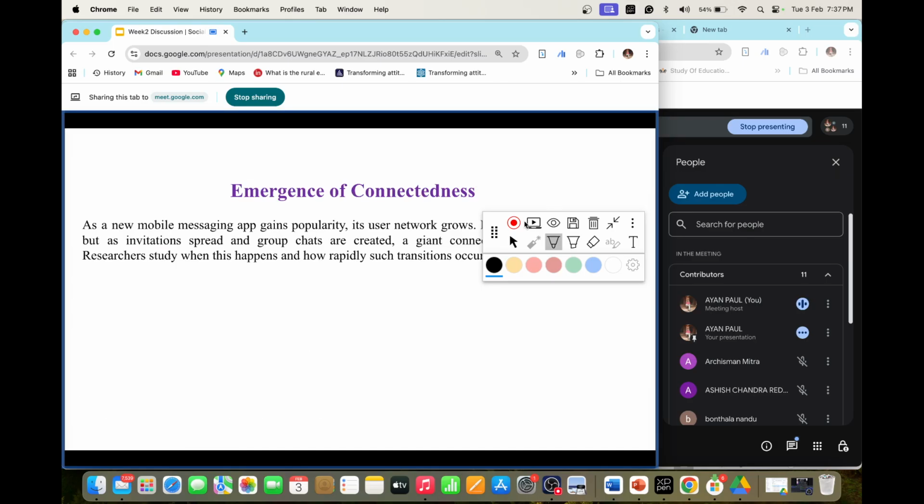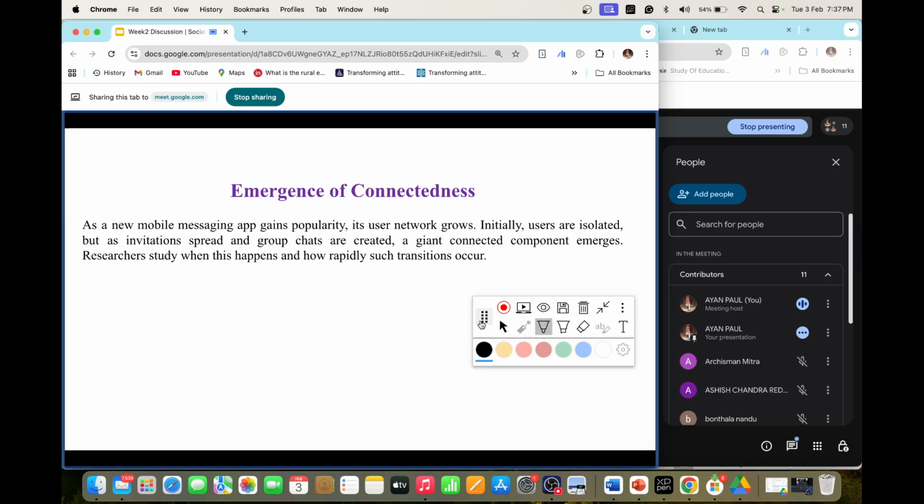Now let's move on to case five, the emergence of connectedness. As a new mobile messaging app gains popularity, its user network grows. Initially users are isolated, but as invitations spread and group chats are created, a giant connected component emerges. Researchers study when this happens and how rapidly such a transition occurs.